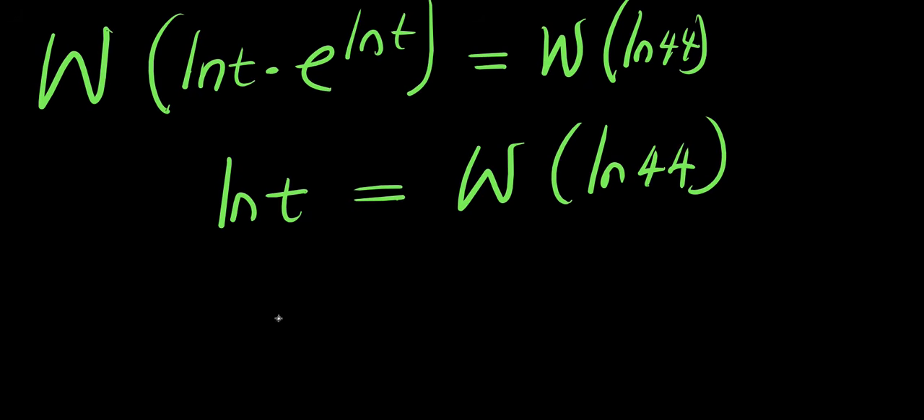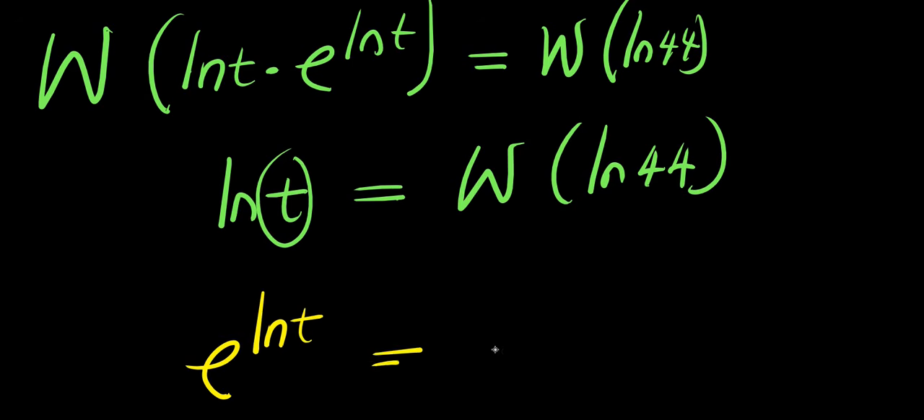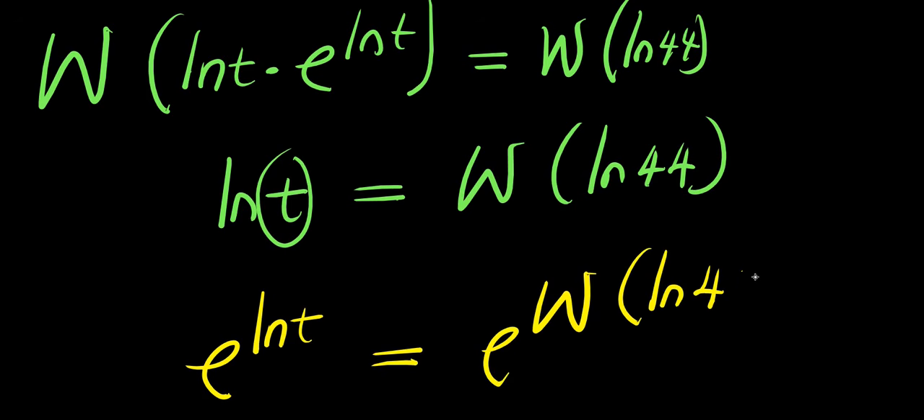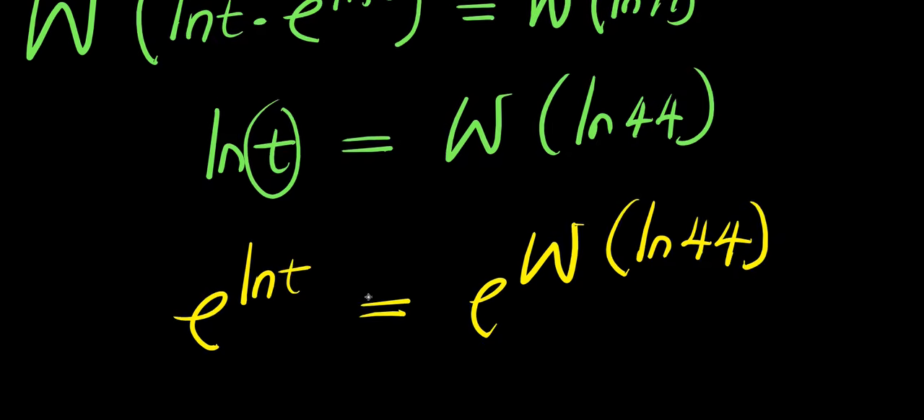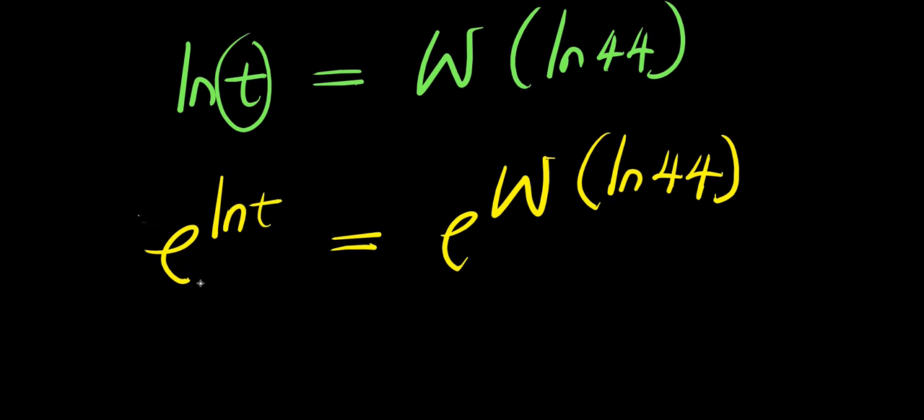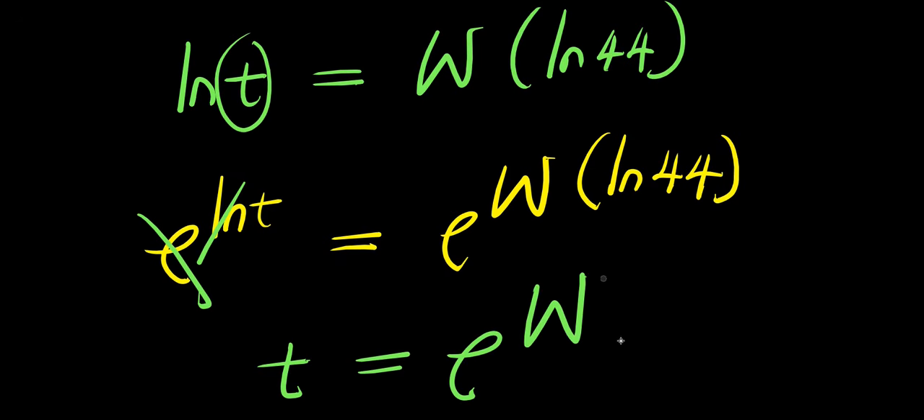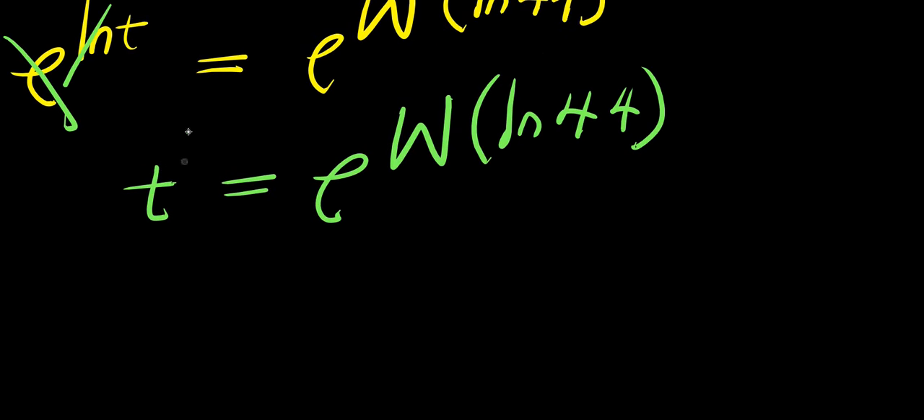So right now, we are solving for t, so let's eliminate ln. So e power ln t equals e power the Lambert W function of ln 44. So from here, this cancels this. We have t equals e power the Lambert W function of ln 44. So this becomes officially our solution.